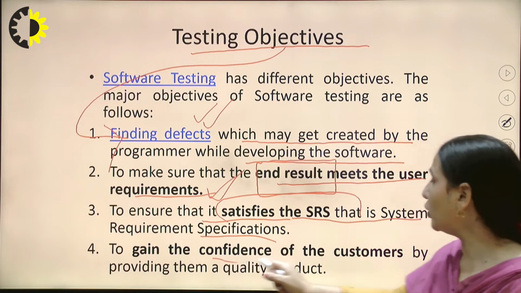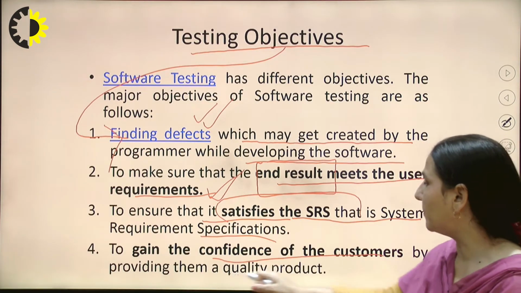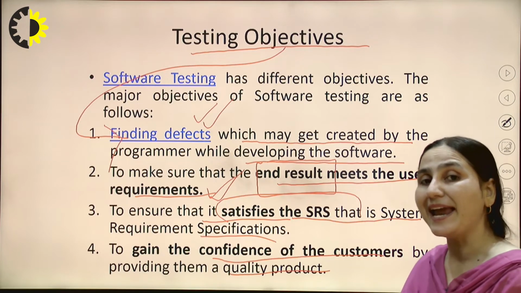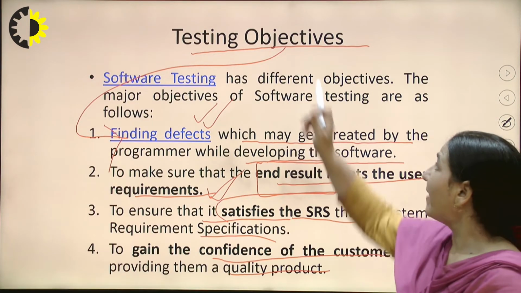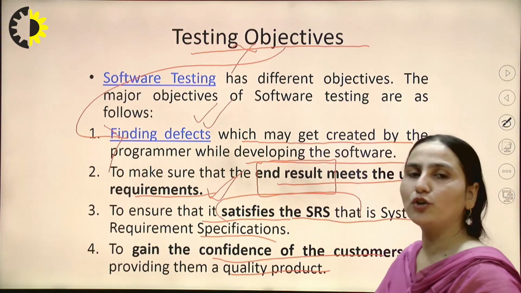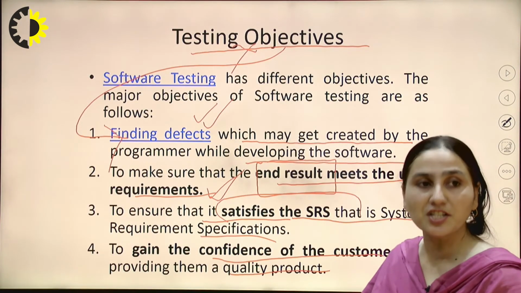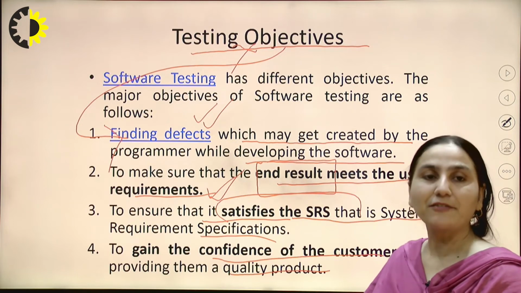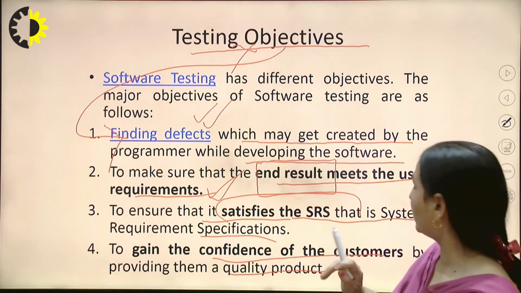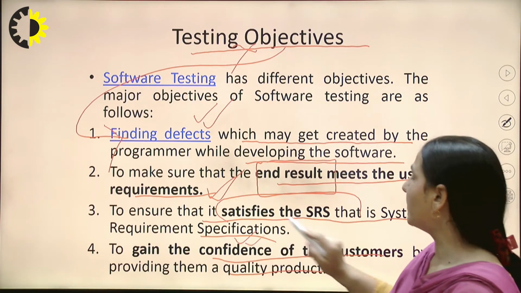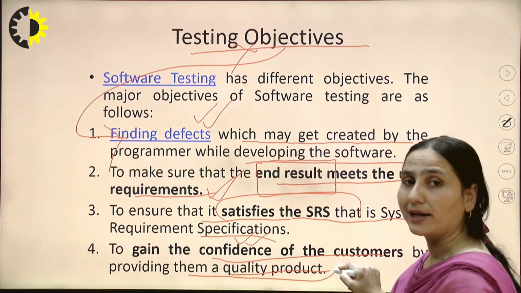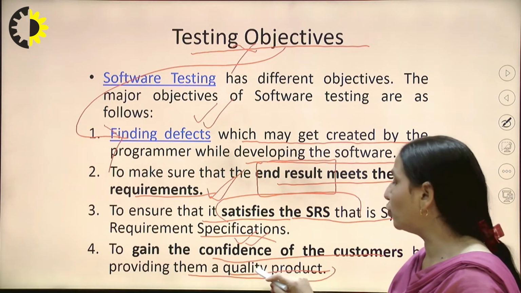Next is to gain the confidence of the customer by providing them a quality product. Of course, if you deliver a product to the end user which the tester has not tested, it is definitely not going to give the customer confidence. If we have tested the product and then deliver it to the end user, it is going to give them proper confidence, and of course provide them a quality product. And this is something we don't want to compromise with.